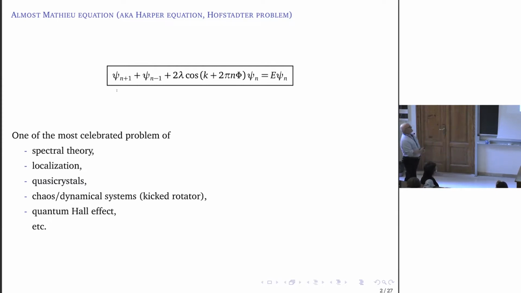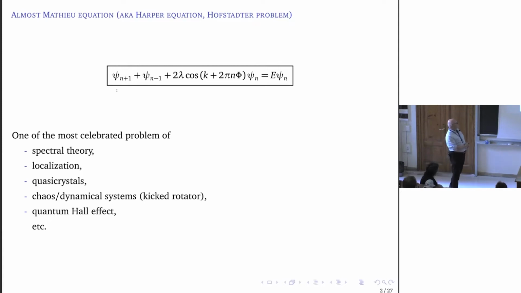Despite its simplicity, it has enormous applications in mathematics and physics. And for that reason, it has about a dozen names. I choose only a few. Sometimes it's called the Harper equation, sometimes it's called the Azbel problem. And there's another dozen names, depending on the subject. This equation appears mainly in one of the most popular areas, where most people work, which is the spectral theory. So they want to know the spectrum of the operator.